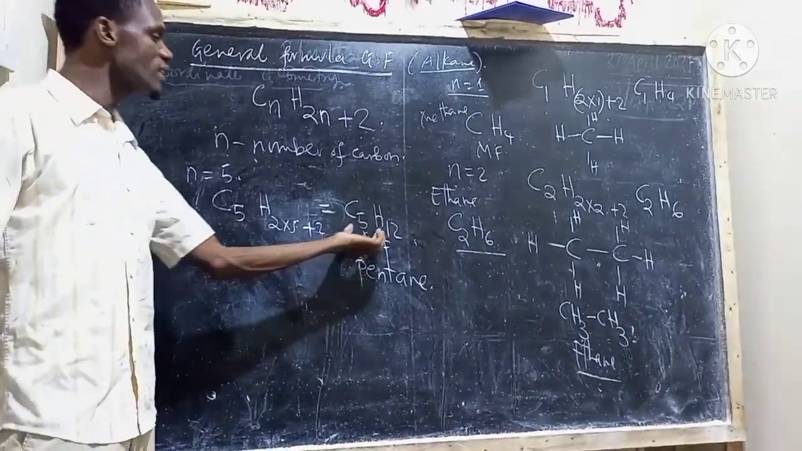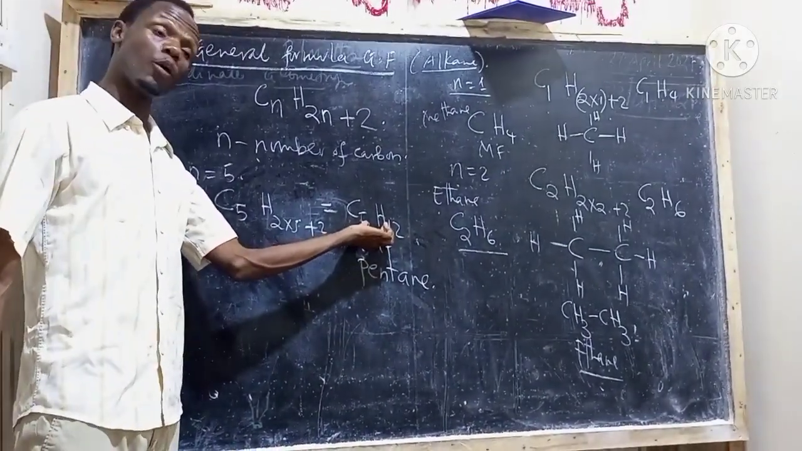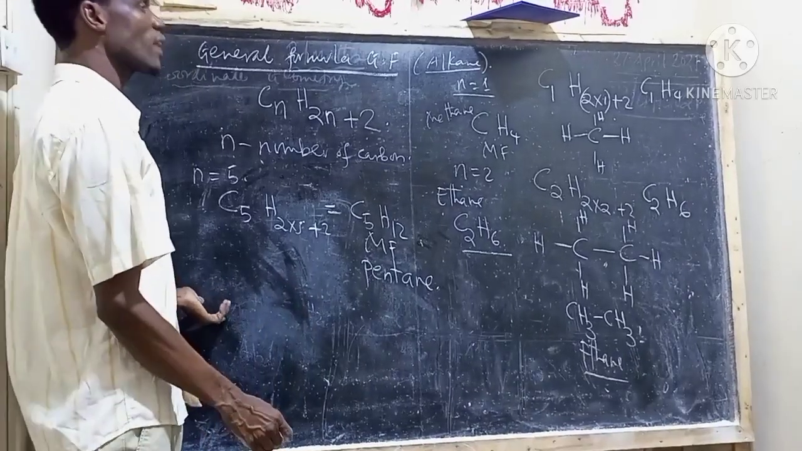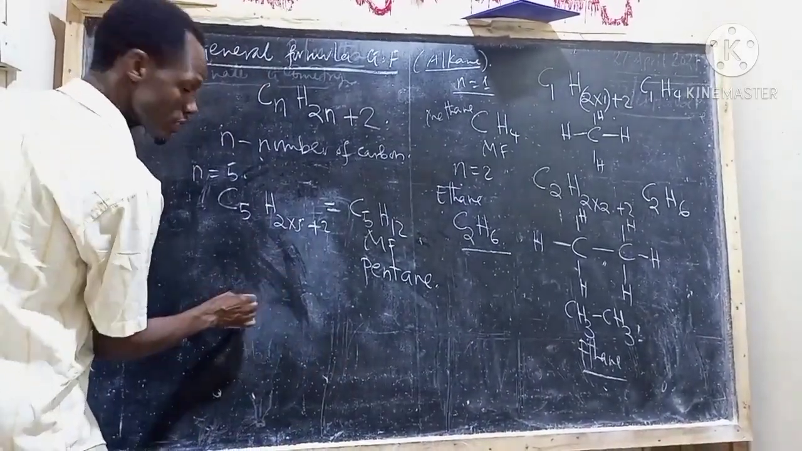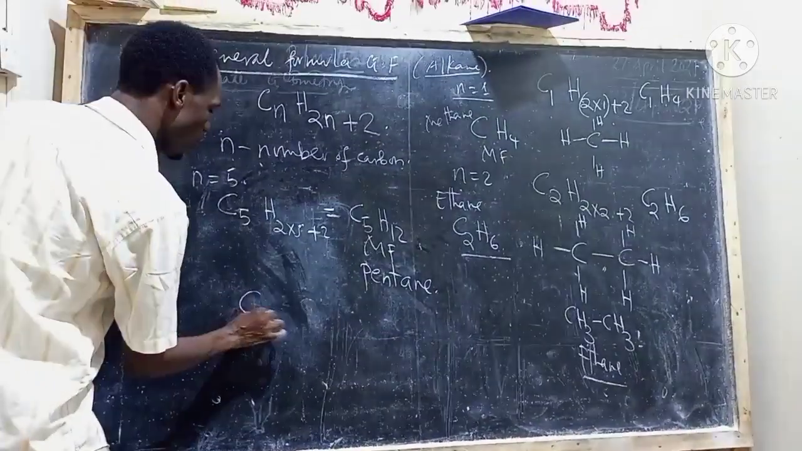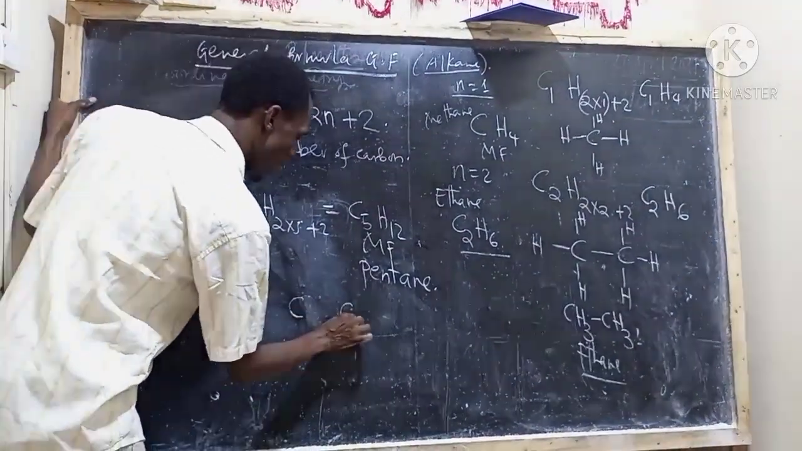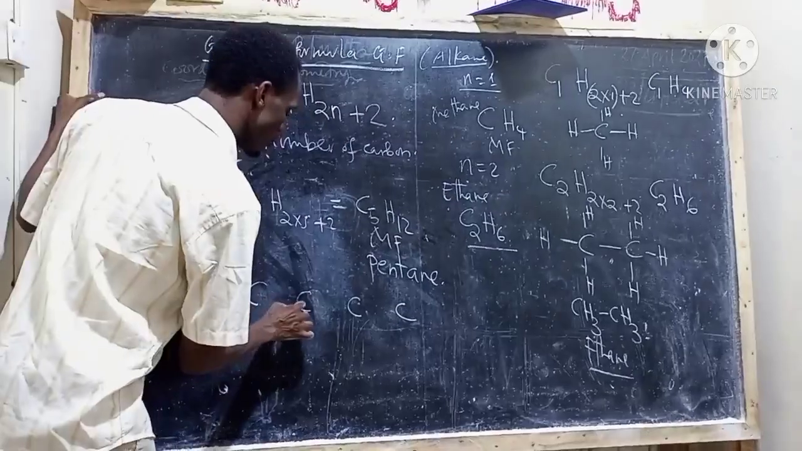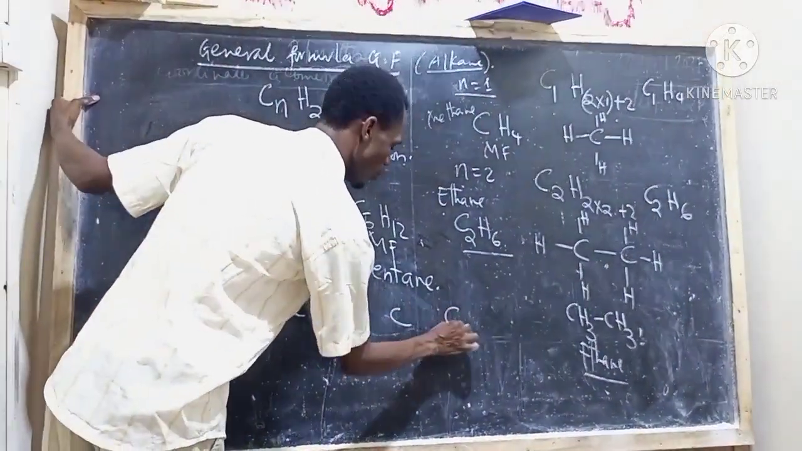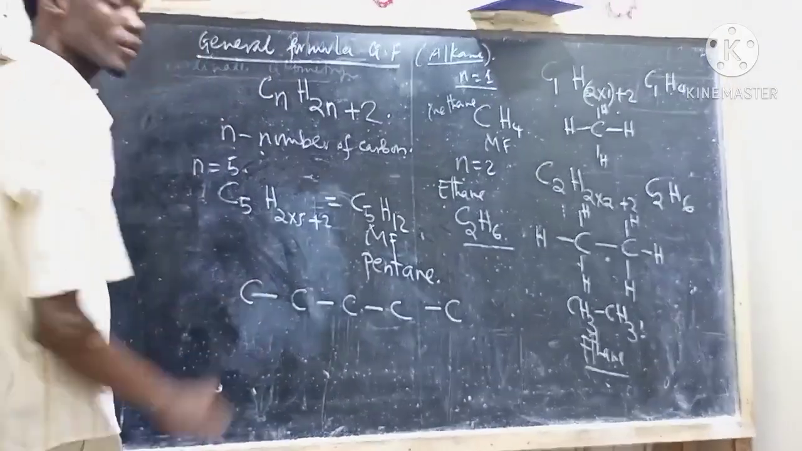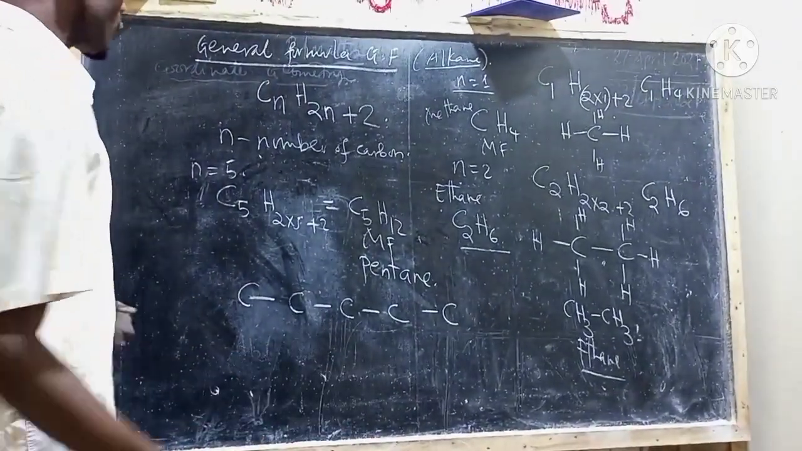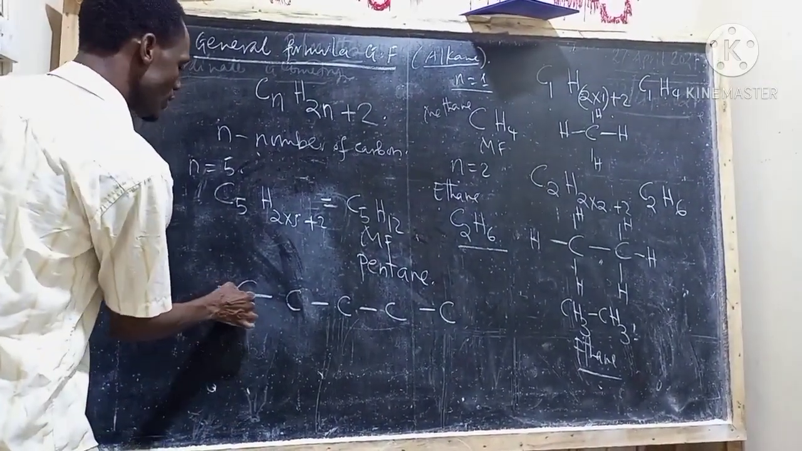And you may write it as a structural formula in a simple way. Because we're just talking about alkanes, the carbons are joined with single bonds. Carbon, carbon, carbon, carbon, carbon: 1, 2, 3, 4, 5. Then the carbons are joined by single bonds. Following the principle, this is joined by a single bond.